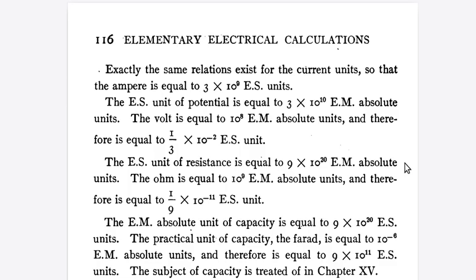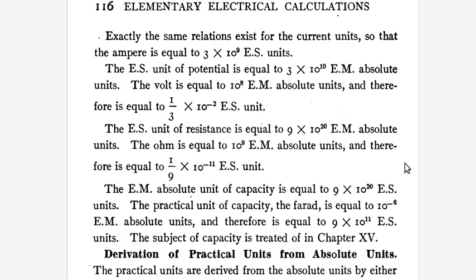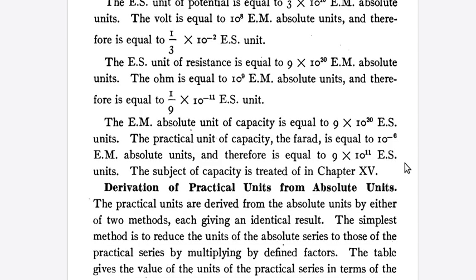The ES unit of resistance is equal to 9 times 10 to the 20th EM absolute units. The ohm is equal to 10 to the 9th EM absolute units, and therefore is equal to 1/9 times 10 to the negative 11th ES unit. The EM absolute unit of capacity is equal to 9 times 10 to the 20th ES units. The practical unit of capacity, the farad, is equal to 10 to the negative 6th EM absolute units, and therefore is equal to 9 times 10 to the 11th ES units. The subject of capacity is treated of in Chapter 15.